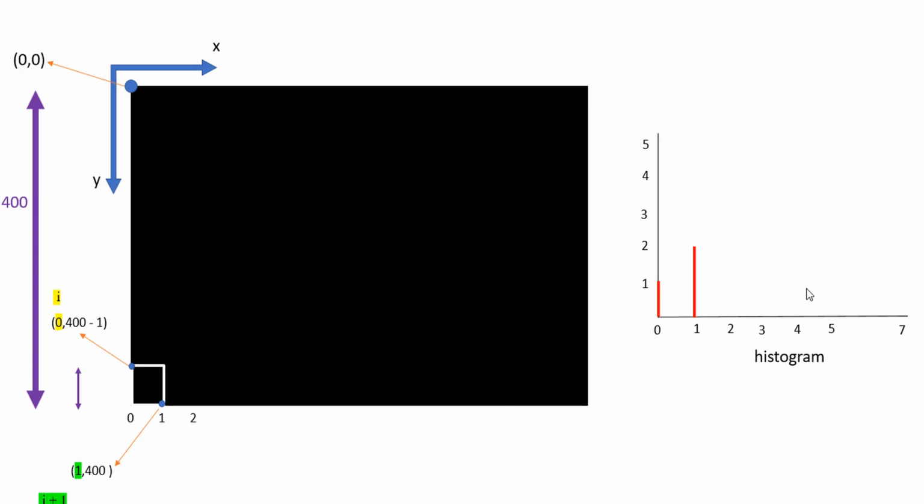The coordinates of the first point are 0 on x, which is the bin number, and 400 minus 1 on y, where 1 is the value of the histogram in bin 0. The coordinates of point 2 are 1 on x, which is bin number plus 1, and 400. And the same way for the next bin.